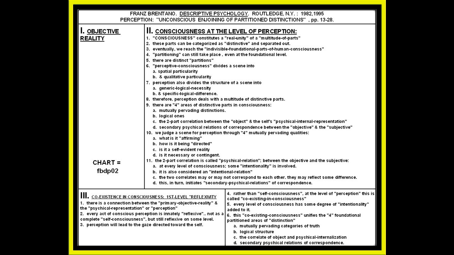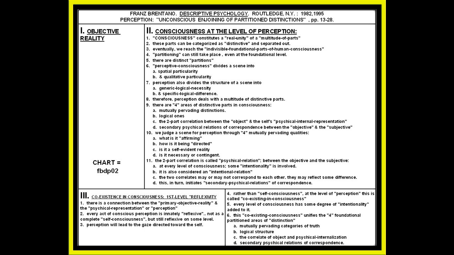So Brentano says we do enter into a coexistence in consciousness, even at the very basic level of perception. There's a connection between that objective reality and our psychical representation, even at the level of perception. And he says every act of consciousness is innately reflexive, not as a complete self-consciousness. He's not talking about self-consciousness here, but it is reflexive, so perception still will lead to a gaze directed towards the self, even though it's not a formal self-consciousness. In fact, he calls it, rather than self-consciousness, coexisting in consciousness at the level of perception. But it will involve some degree of intentionality. Some degree of intentionality is added even at the very basic, elementary level of perception.